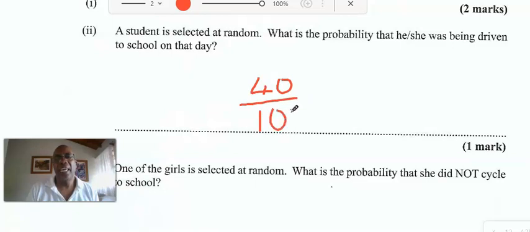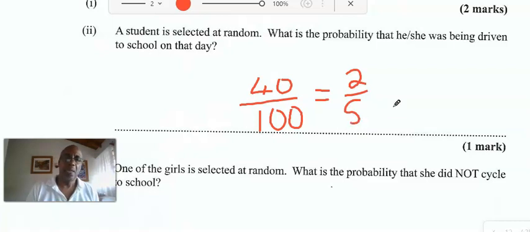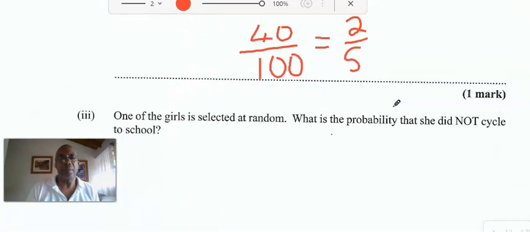However, anytime you have a fraction, you must always bring it to its lowest terms. So we bring this to its lowest terms, and when you do that, basically I'm going to divide both the top and the bottom by 20. The answer is 2 over 5. That's it. And so we move on to part 3.